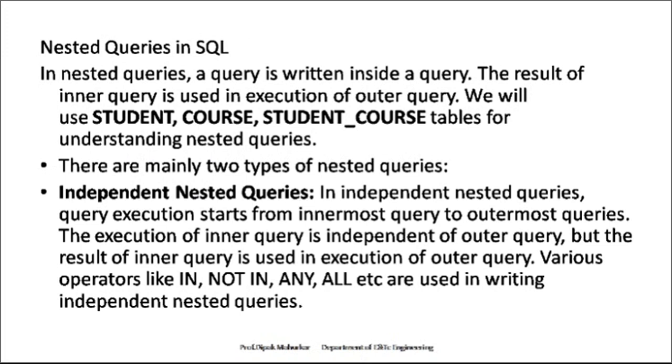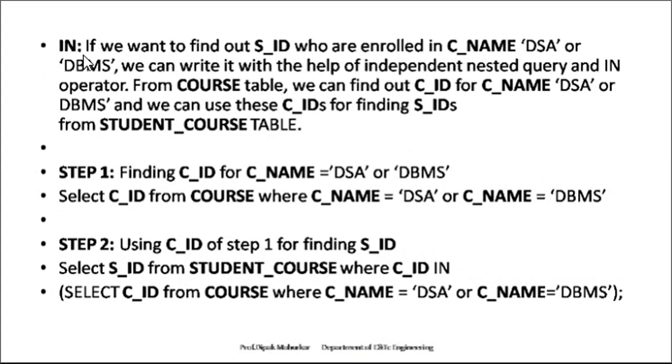Next one is your nested queries in SQL. A nested query is a query written inside a query, just like a subquery. The result of the inner query is used in execution of the outer query. We will use the student course table for understanding the nested query. There are mainly two types of nested queries: independent nested query and correlated nested query.